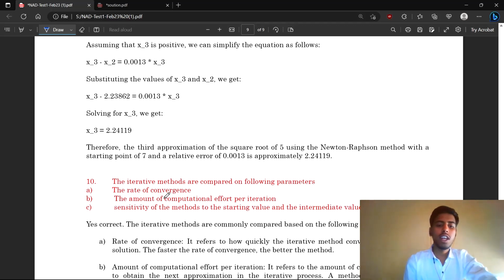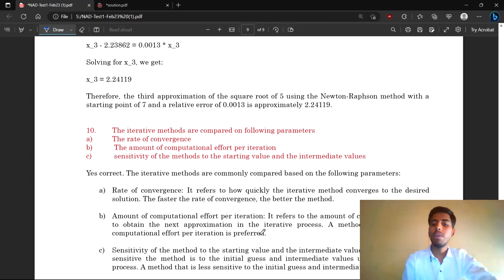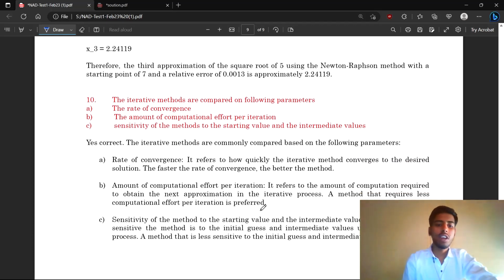Now our last statement is: the iterative methods are compared on the following parameters. What are the parameters? The rate of convergence, the amount of computational effort per iteration, and sensitivity of the methods to starting value and the intermediate values. Yes, it is obviously correct because iterative methods are commonly compared based on the following parameters: rate of convergence, amount of computational effort, sensitivity.